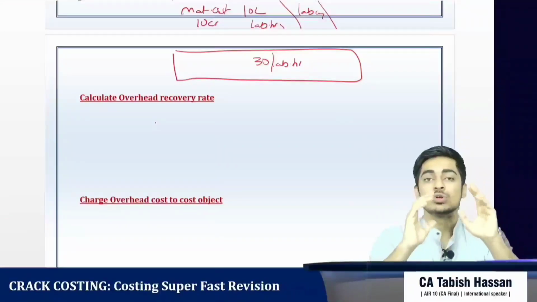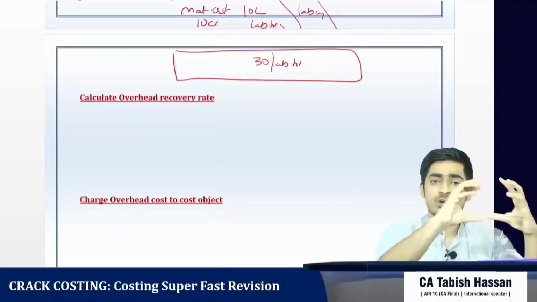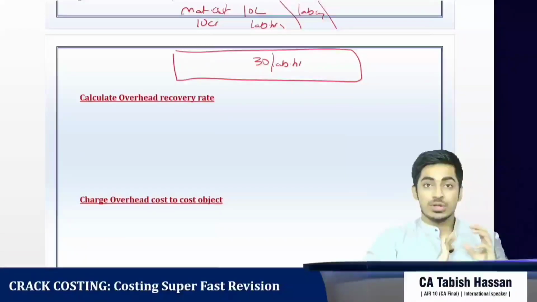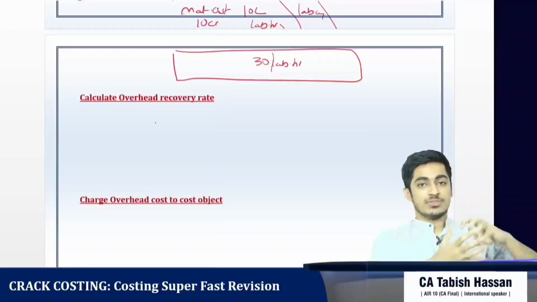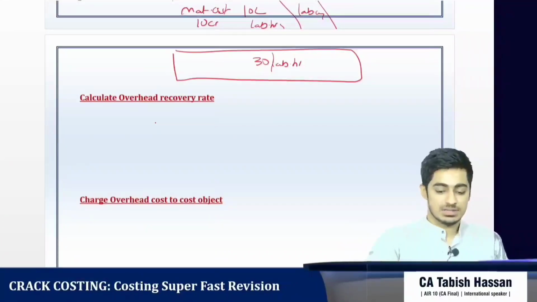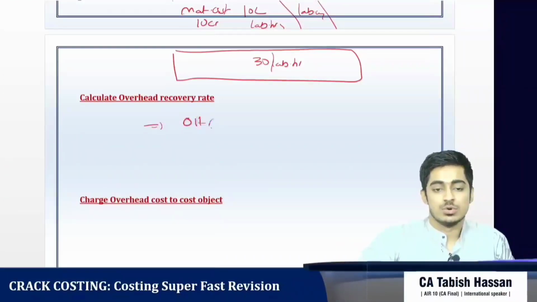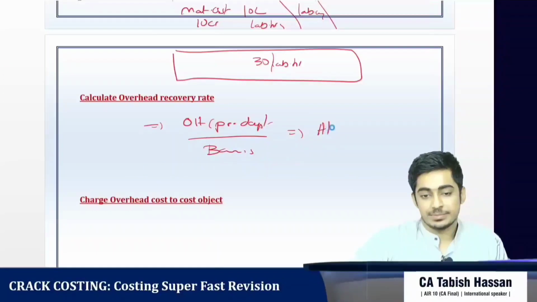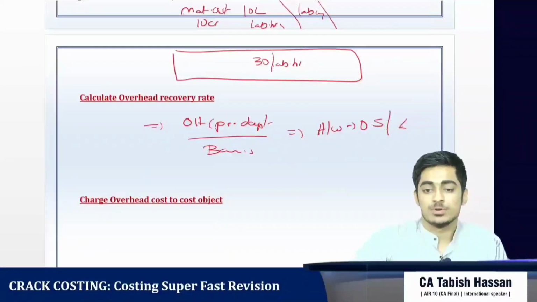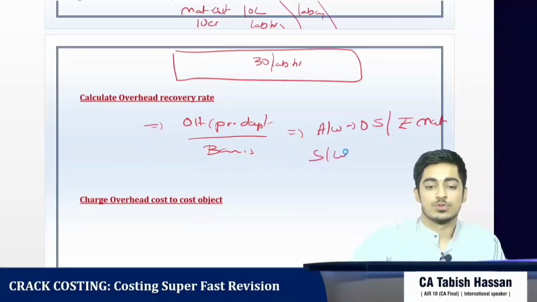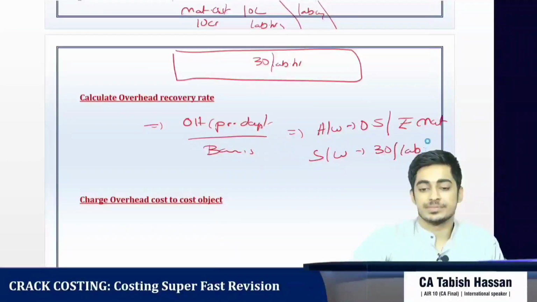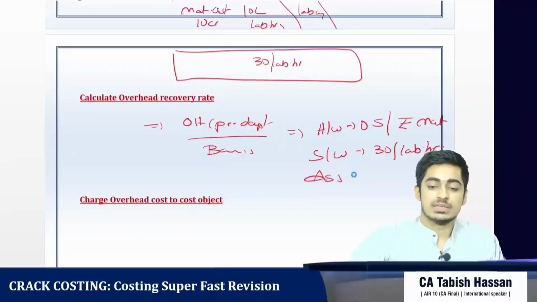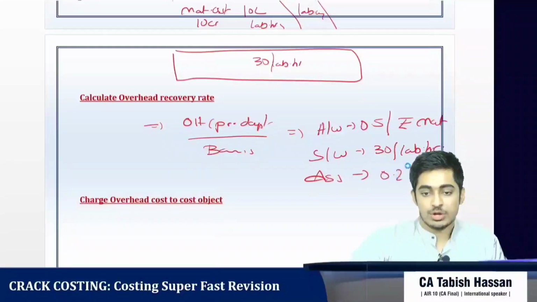Once we get the total overhead department wise, then it's simple. We take the overhead, divide it by a basis, get the overhead recovery rate, and based on the overhead recovery rate, we charge overhead to the cost object. Simple. So it's the overhead of the production department divided by the basis. For hardware, we got it at 0.5 per rupee of material. For software, rupees 30 per labor hour. And for assembly, 0.2 per labor cost.